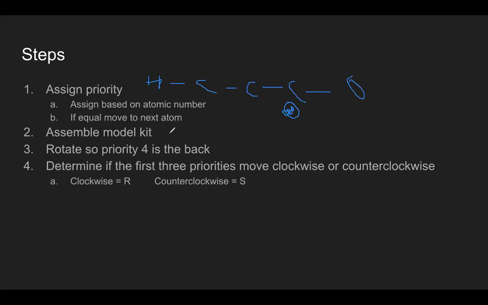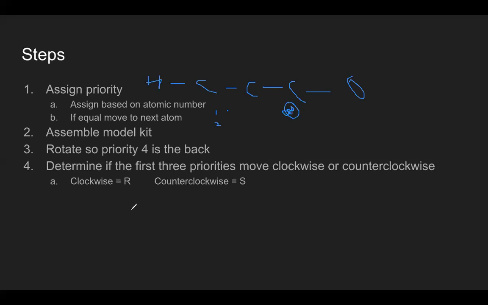We will then assemble our model kit to resemble what our molecule looks like, using different colors for priorities. So priority 1 can be red, 2 can be green, 3 black, and 4 white. It doesn't matter, they're arbitrary, but it is important that you know which color corresponds to which priority when you do it. And then you rotate your molecule so priority 4 is facing the back.